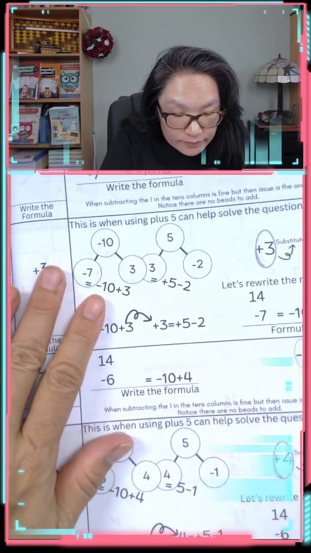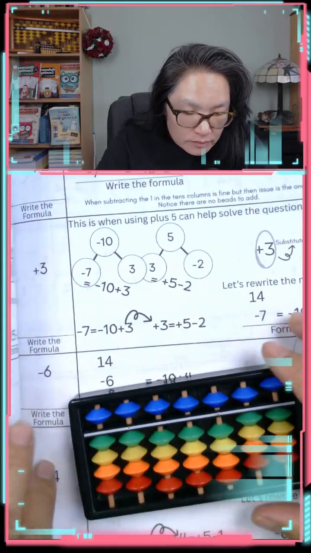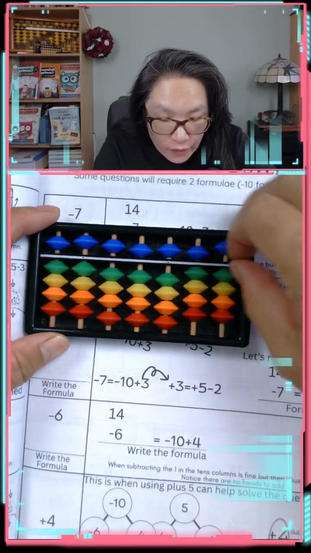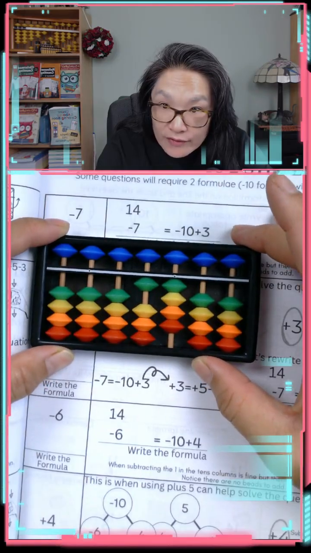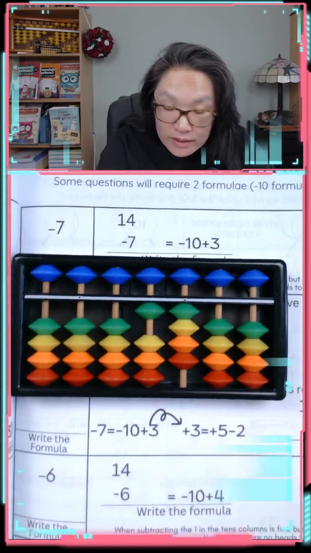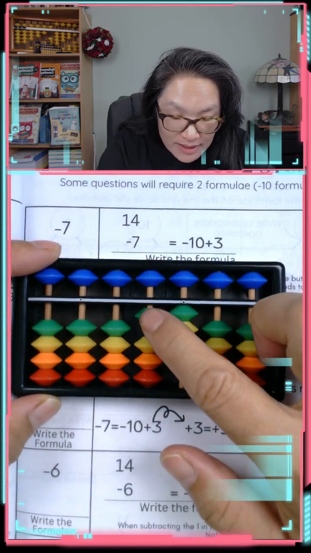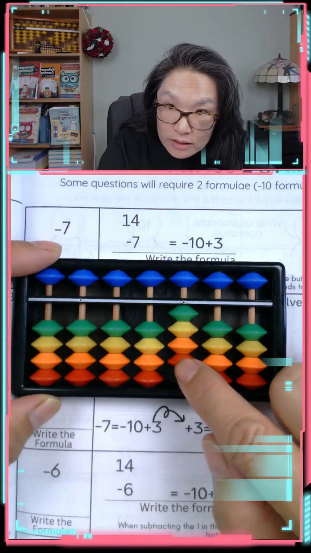So in the book, 14 minus 7. We have 14 on the abacus, right? We have to minus the 7. Minus the 7 is minus the 10 plus the 3. Minus the 10, I want to add the 3, right? Thank you, Mr. Clean. I want to add the 3.